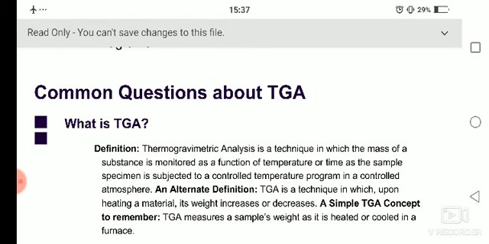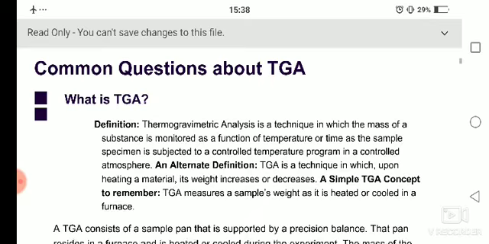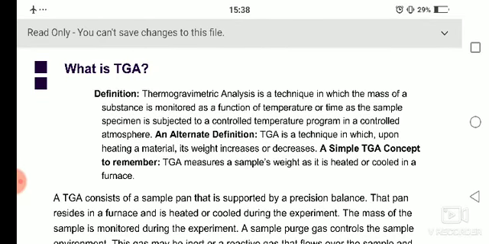Hello everyone. So this is the last session of the thermogravimetric analysis of unit 2 of Advances in Food Analysis, and we will be discussing the frequently asked questions about thermogravimetric analysis. So what is the definition of TGA?